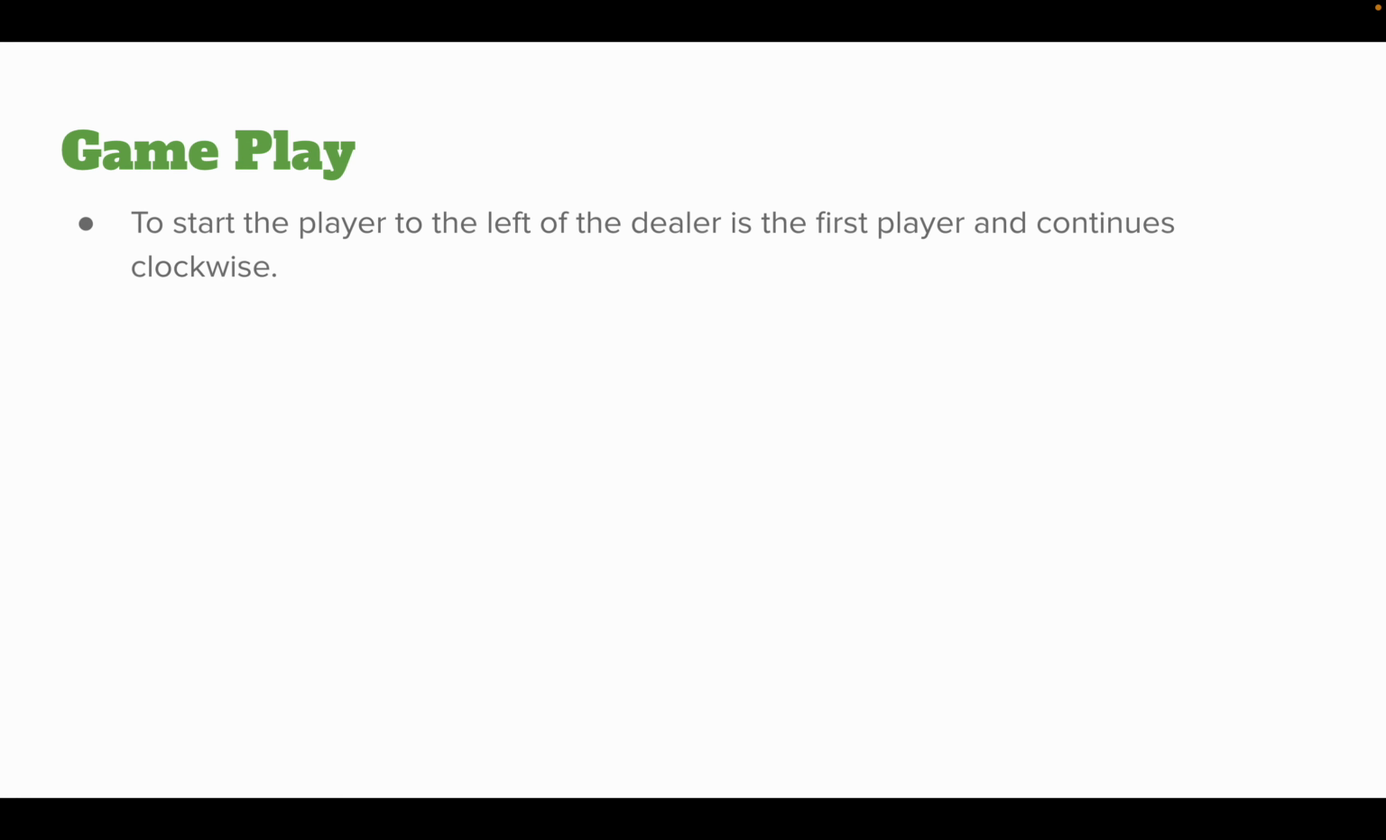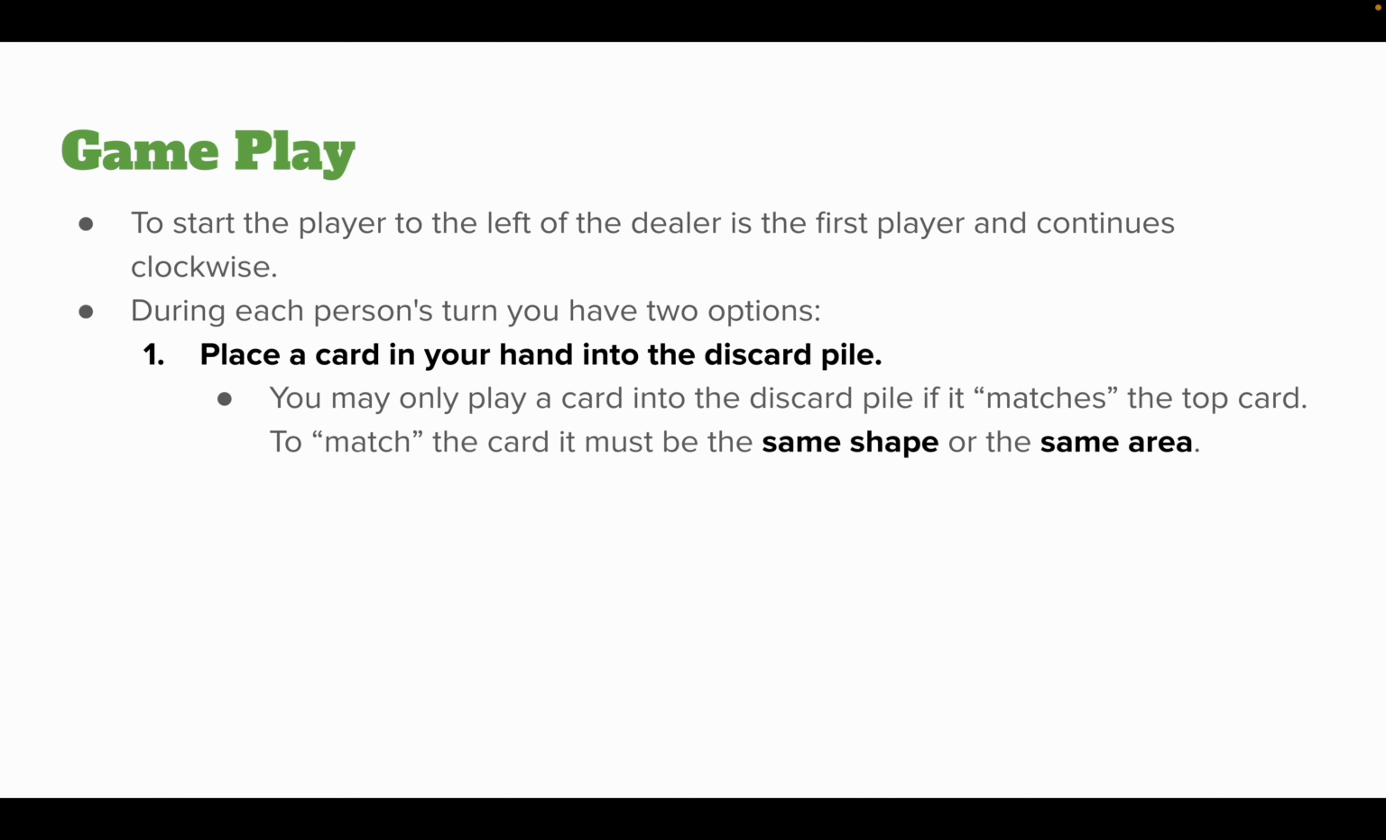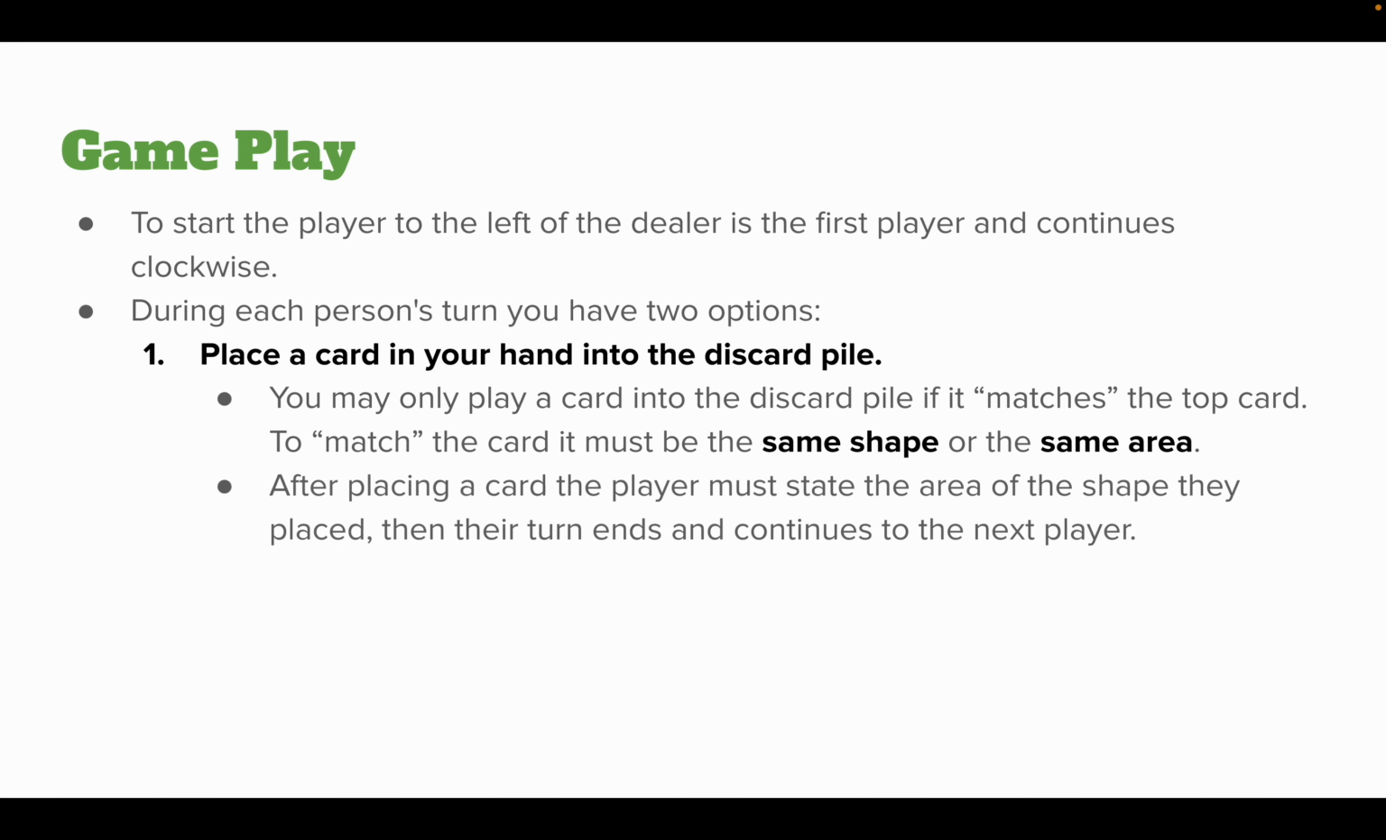To start, the player to the left of the dealer is the first player and continues clockwise. During each person's turn, you have 2 options. The first option is to place a card in your hand into the discard pile. You may only play a card into the discard pile if it matches the top card. To match the card, it must be the same shape or the same area. After placing a card, the player must state the area of the shape they placed. Then their turn ends and continues to the next player.